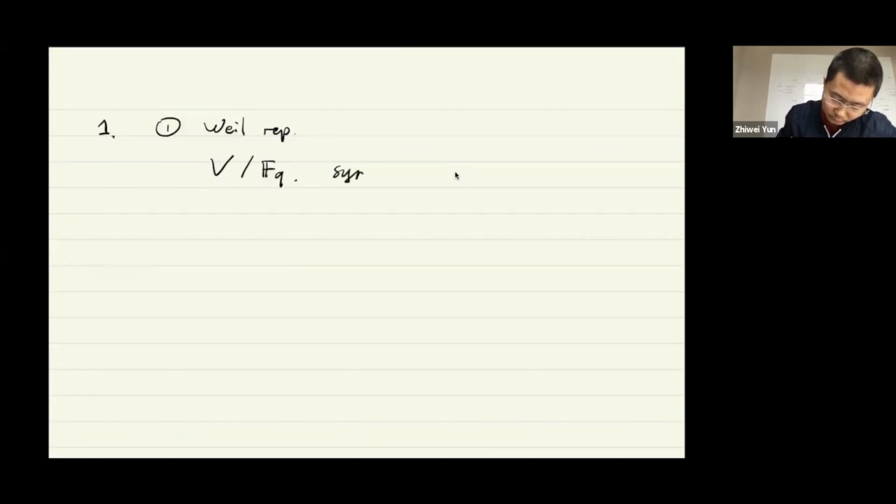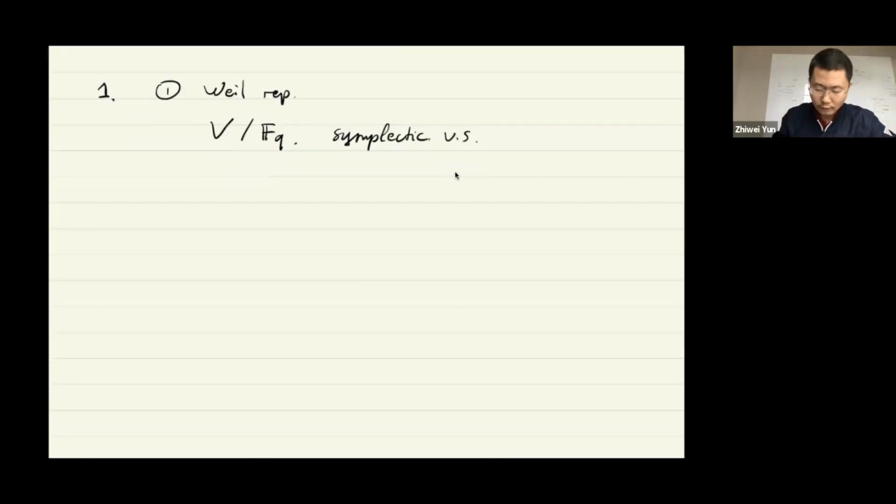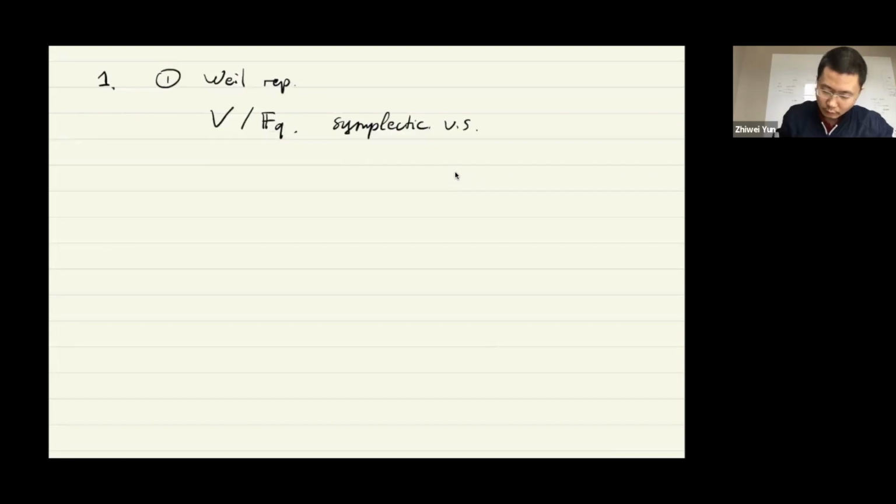So let me start with a quick review of the Weil representation and theta correspondence. So first, the Weil representation over a finite field. The setup is to fix a symplectic vector space of finite dimension over a finite field. Always assume the characteristic of K is not 2.